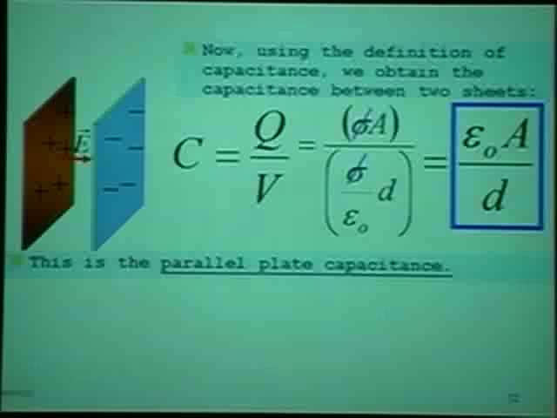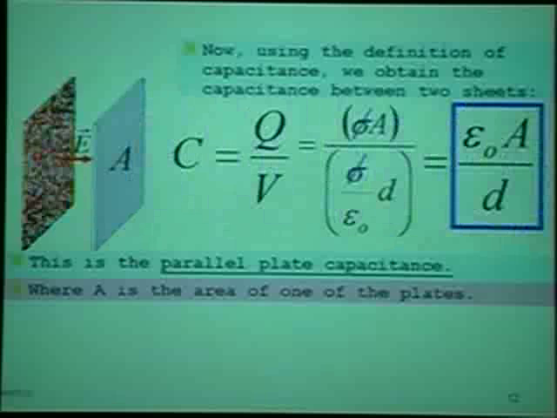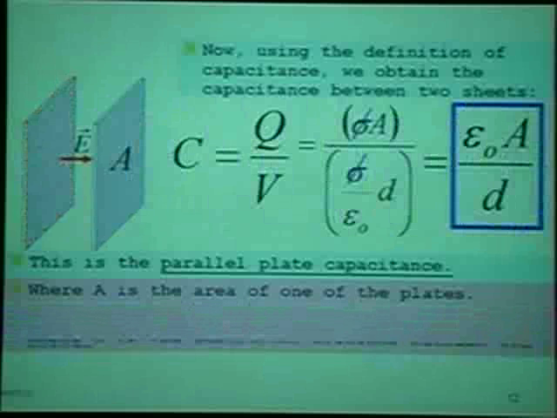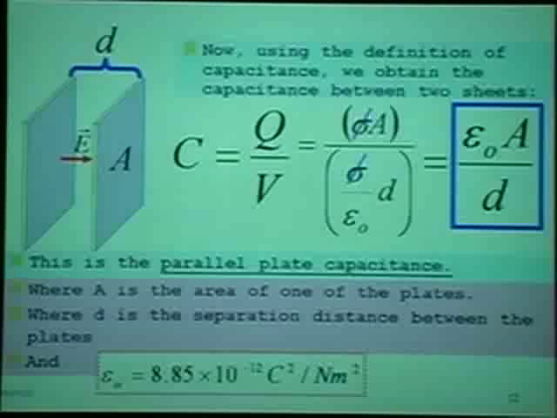This is a parallel plate capacitance, where two parallel plates are separated by nothing, or air. A is the area of one plate, d is the separation distance between the plates, and epsilon naught is 8.85 times 10 to the minus 12 coulomb squared per newton meter squared, a universal constant.